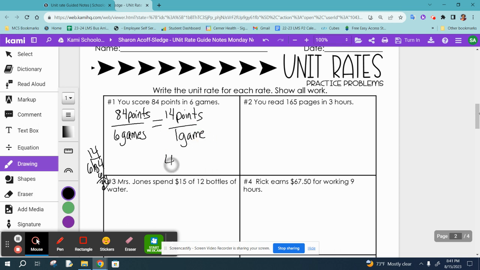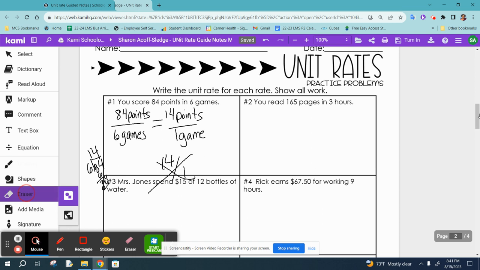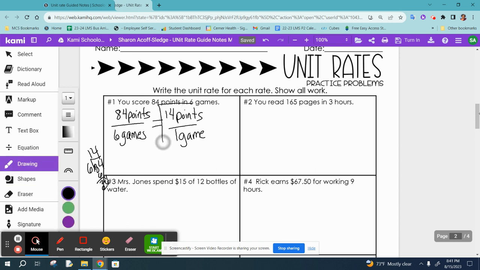I do not want you to do this. That is wrong because there are no units. I don't know what you're doing. And I don't want you to just write this part, which is the answer. I want to see your initial rate, and I need to see your unit rate. Okay? So I need to see both of those. That will help you.